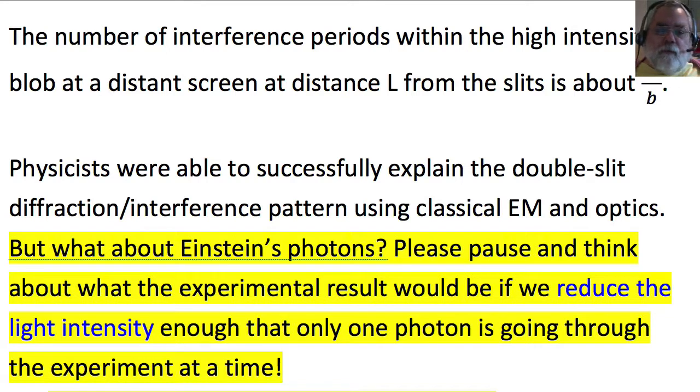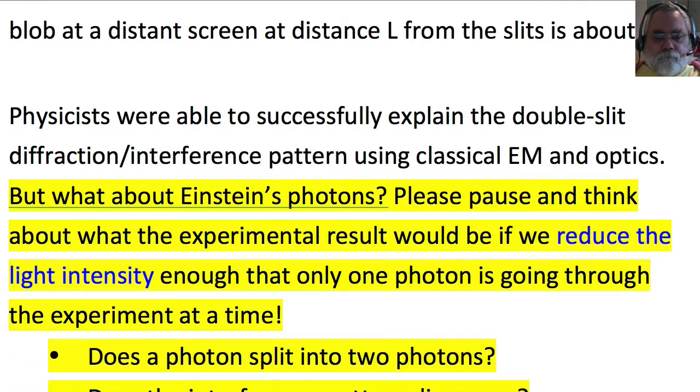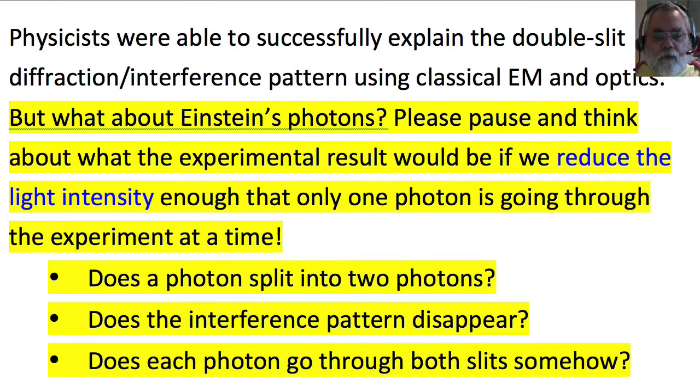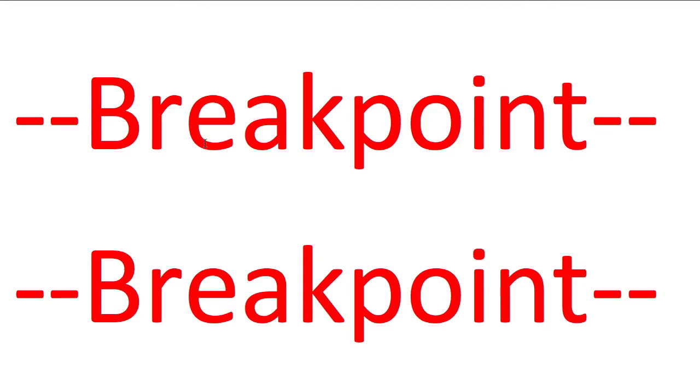Please pause here and think about what the experimental result would be if we reduce the light intensity enough that only one photon is going through the experiment at a time. Does a photon split into 2 photons, one for each slit? Does the interference pattern disappear because light is photons, not waves? Does each photon go through both slits somehow? This is a possible time to take a break.